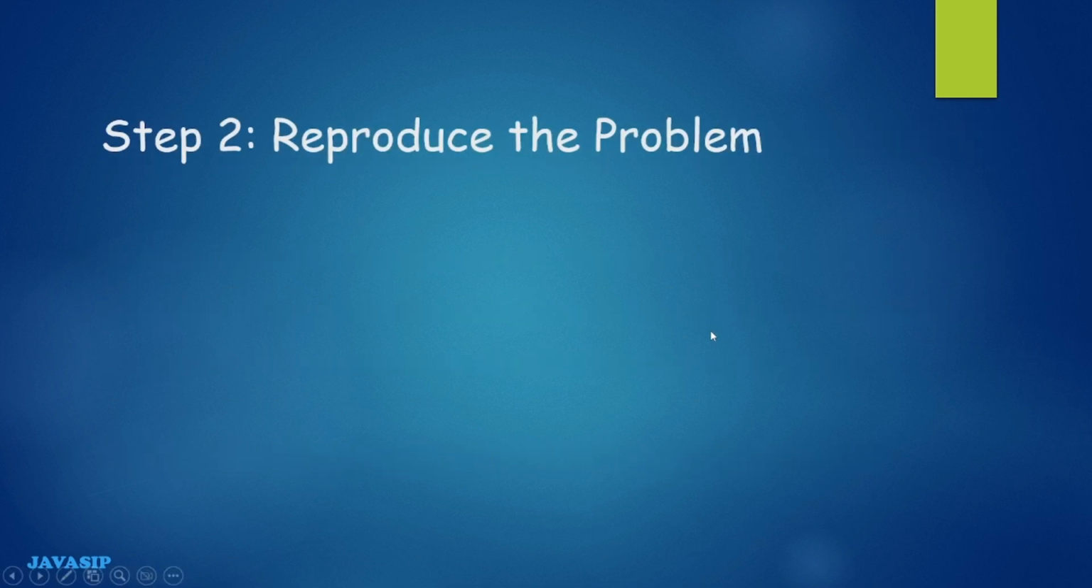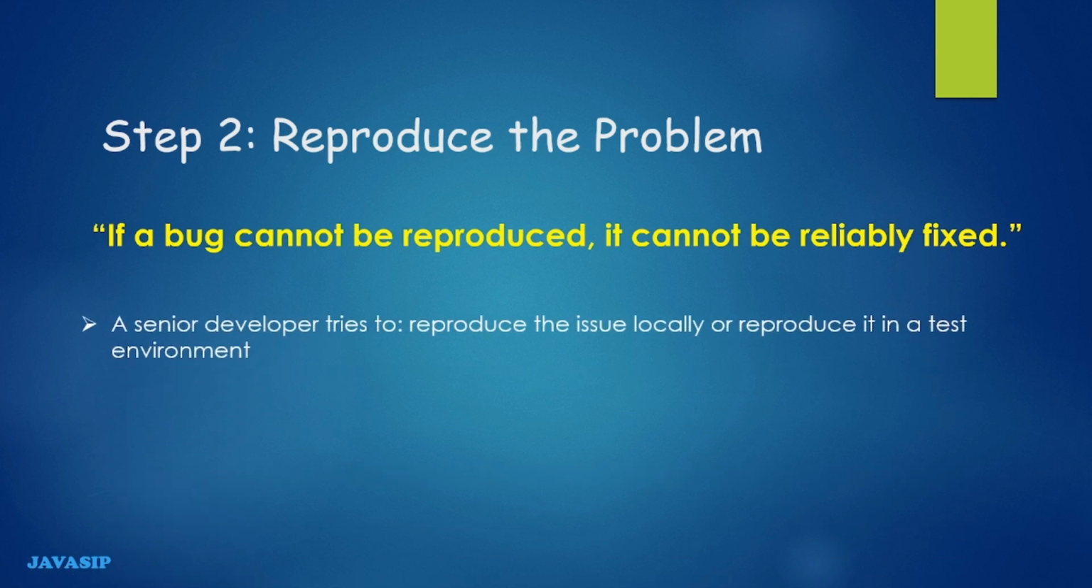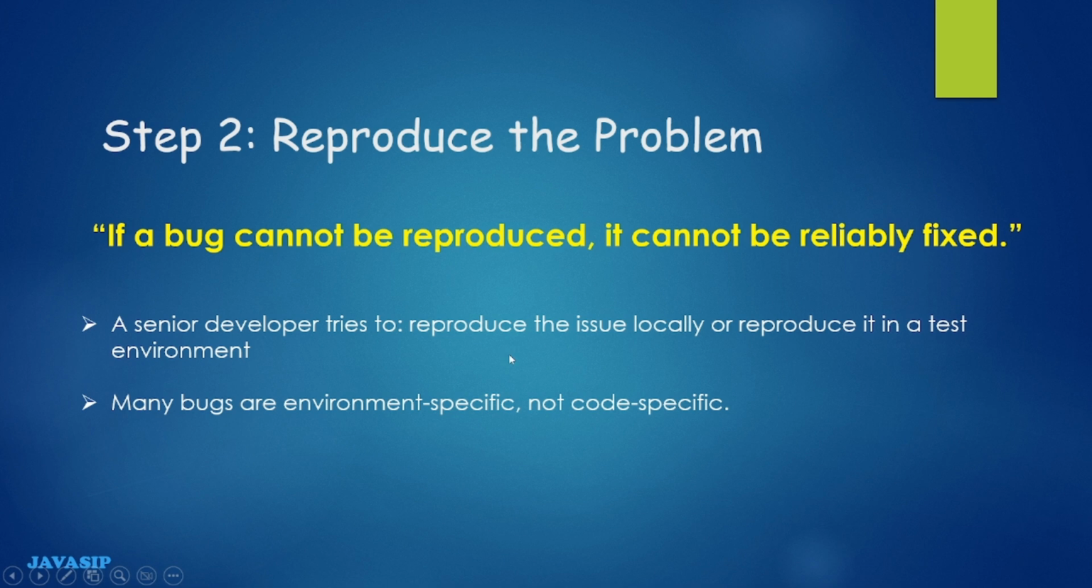Second step is reproduce the problem. If a bug cannot be reproduced, it cannot be fixed reliably. A senior developer tries to reproduce the issue locally or in a test environment. Many bugs are environment specific and not code specific. Some developers say code is working on my machine, but that is not a solution. The solution is that code should work in a similar way in all environments.